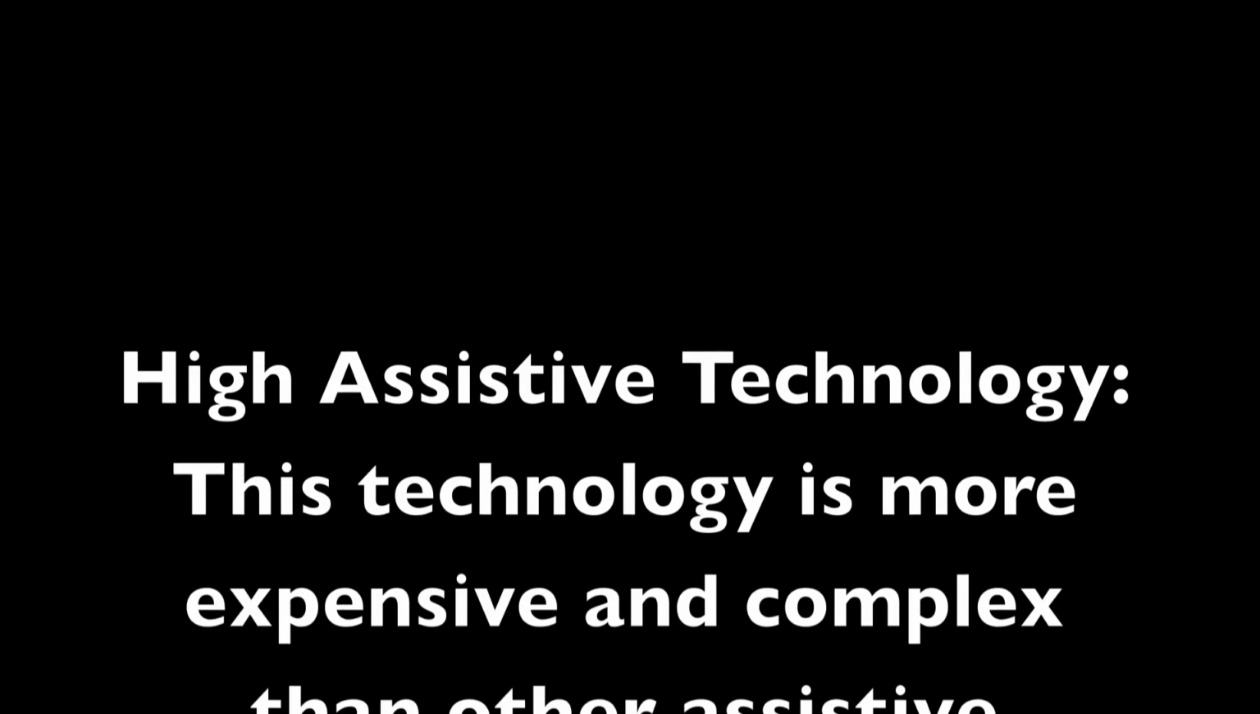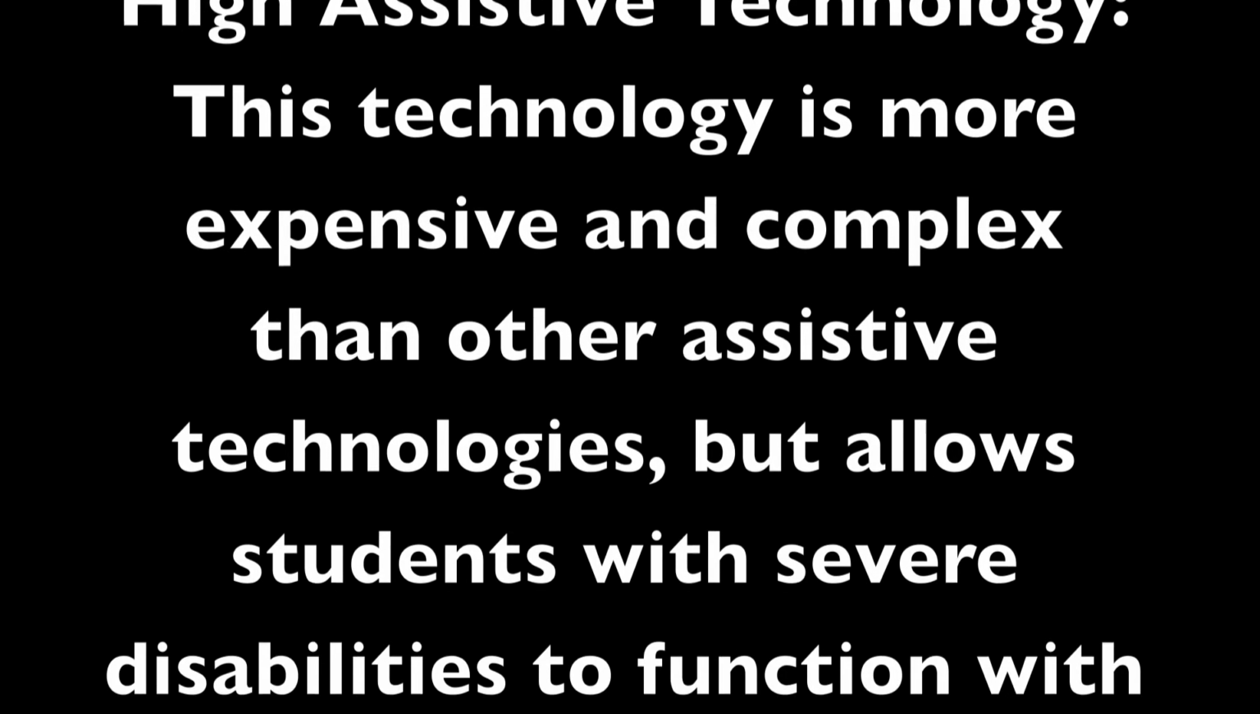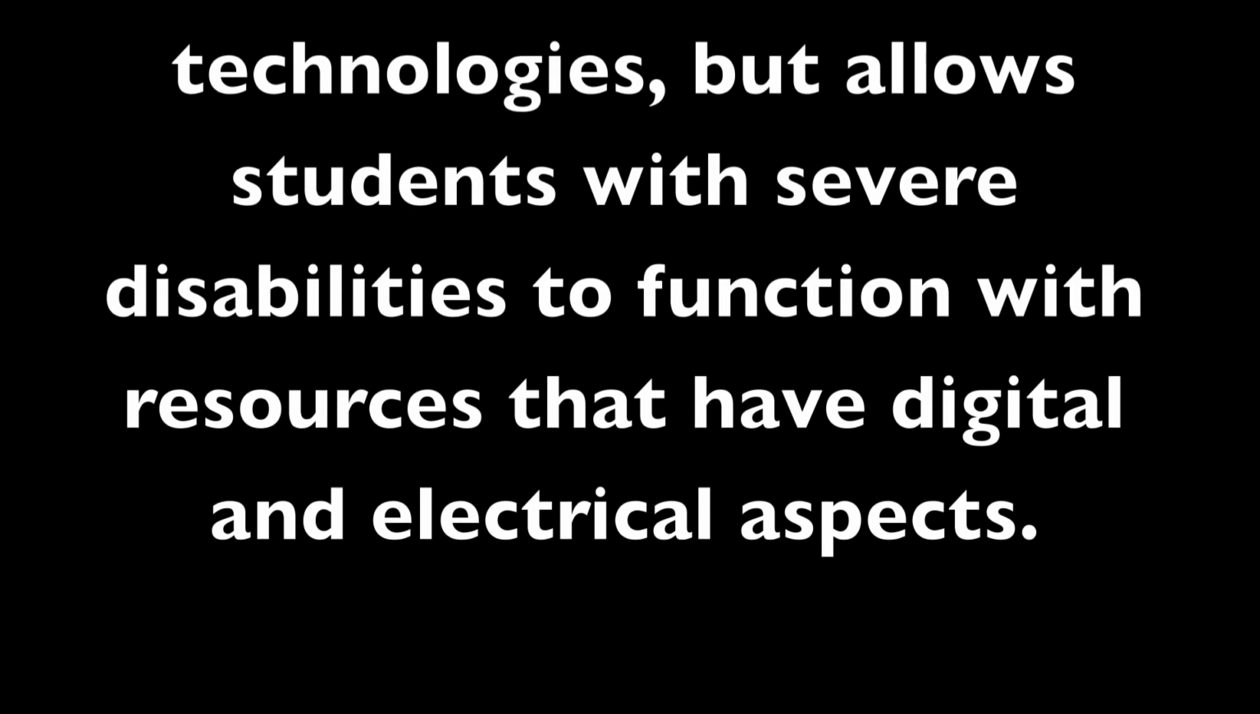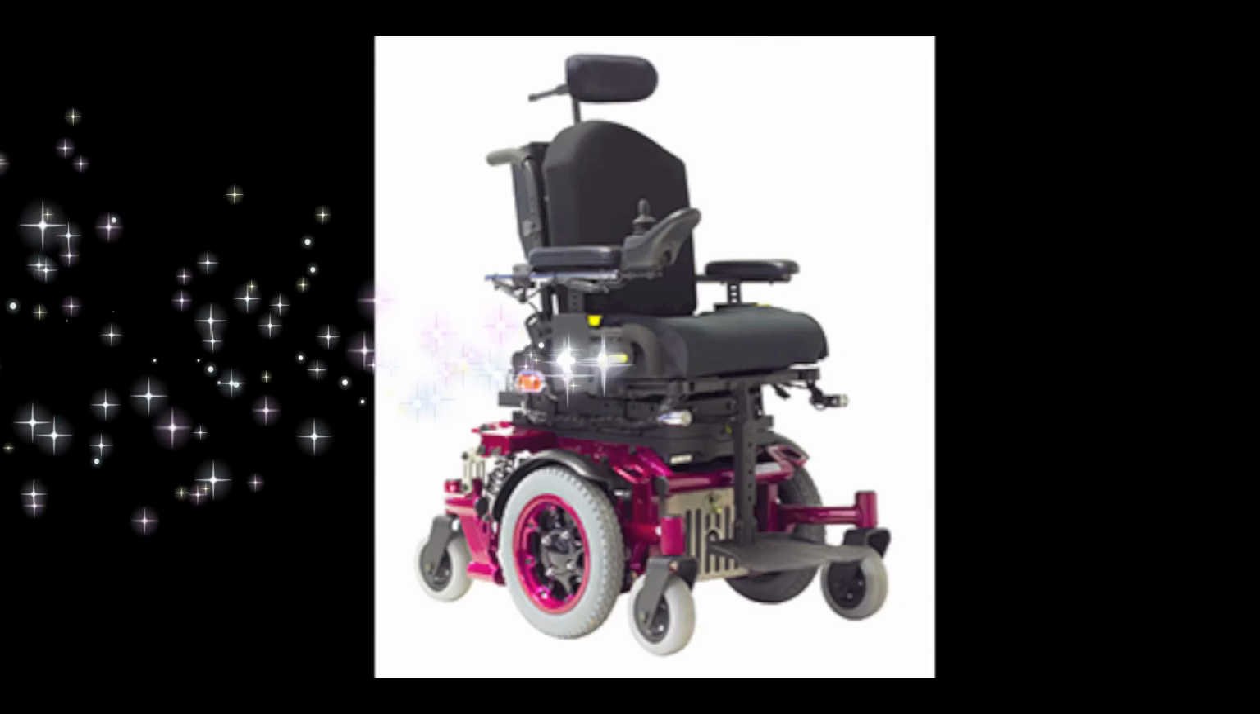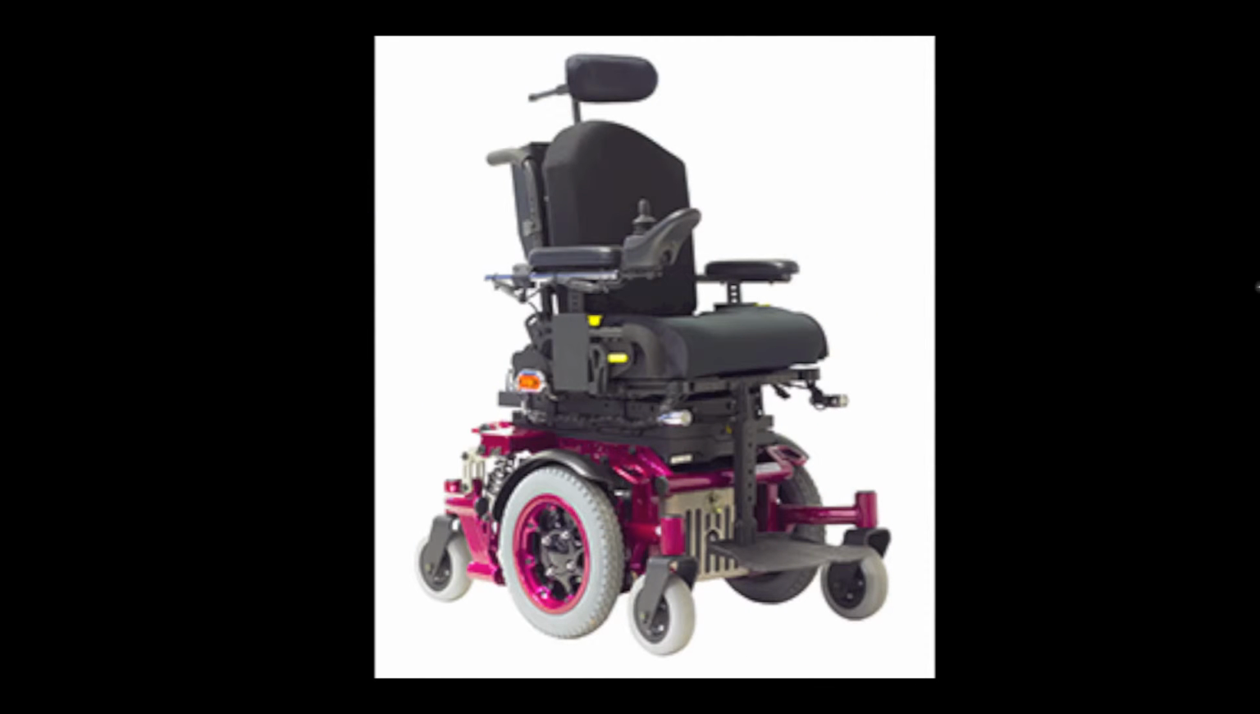High assistive technology is more expensive and complex than other assistive technologies, but allows students with severe disabilities to function. An example of a high assistive technology tool would be a motorized wheelchair. A motorized or electric wheelchair requires training for the user and supervisors of the students. These wheelchairs are highly important to the students because without them they would not be mobile.